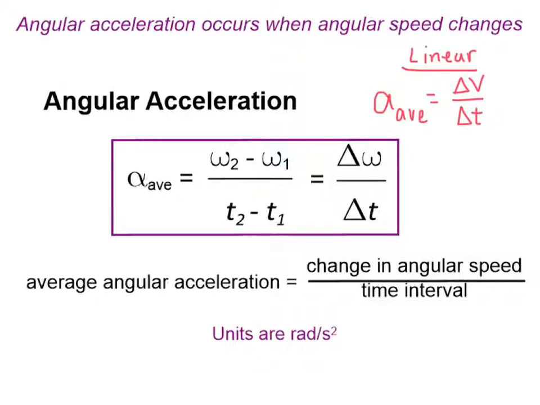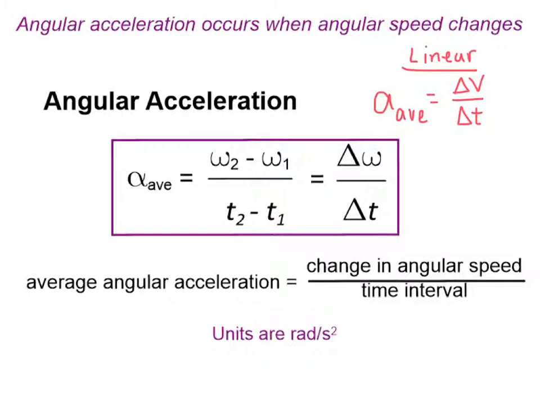Remember, when we talk about linear motion, our average acceleration is equal to the change in velocity per the change in time. And it's the same idea when we talk about rotational motion. In rotational motion, we're going to designate acceleration with an alpha character. There's our alpha. The average angular acceleration in this case is going to be equal to the change in angular speed divided by the change in time.